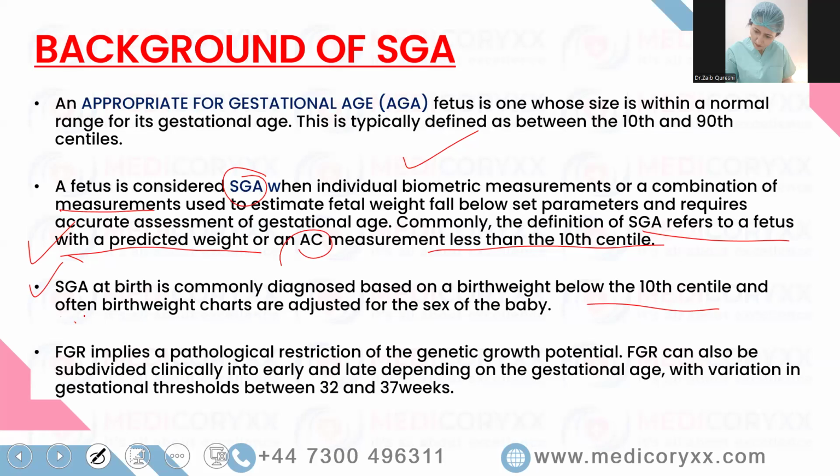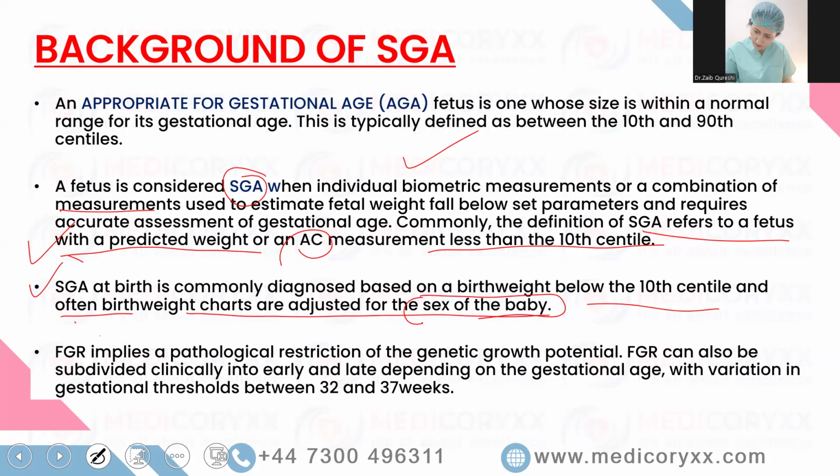Okay. And often birth weight charts are adjusted for the sex of the baby as well, because the sex of the baby carries somewhat different characteristics. Male baby carries different characteristics, female baby carries different characteristics. So all these characteristics are preset on the growth charts. Okay. So normally growth charts are given in almost every OBGYN department, and many good hospitals do plot on the basis of the ultrasound findings on the growth charts as well.